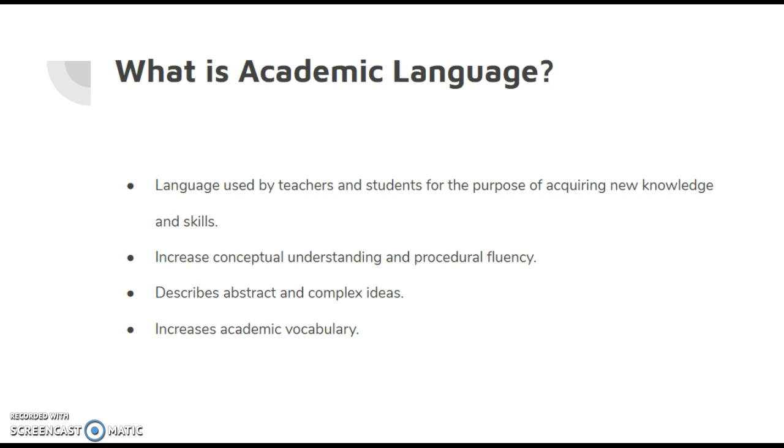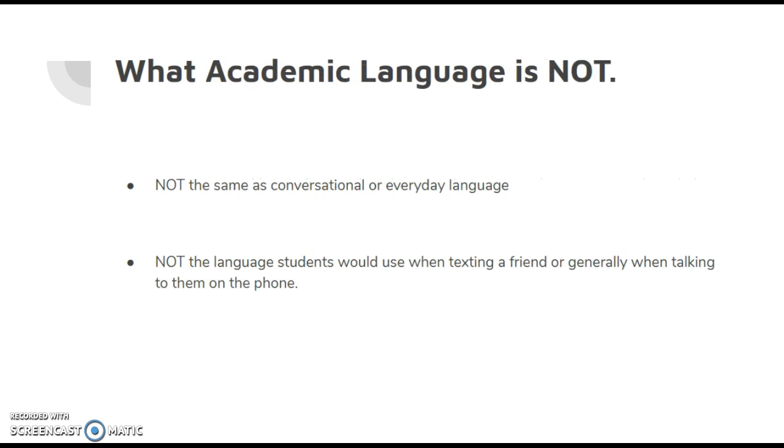First off, what is academic language? In my words, it's language used by teachers and students for the purpose of acquiring new knowledge and skills. It increases conceptual understanding and procedural fluency, especially in mathematics. Academic language helps describe abstract and more complex ideas, as well as increases academic vocabulary.